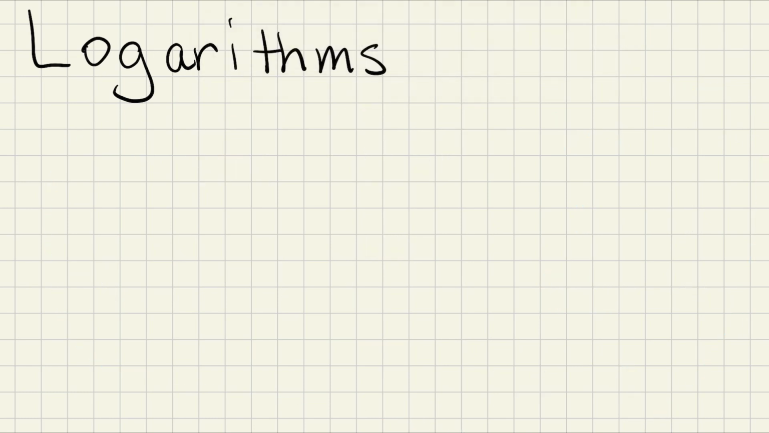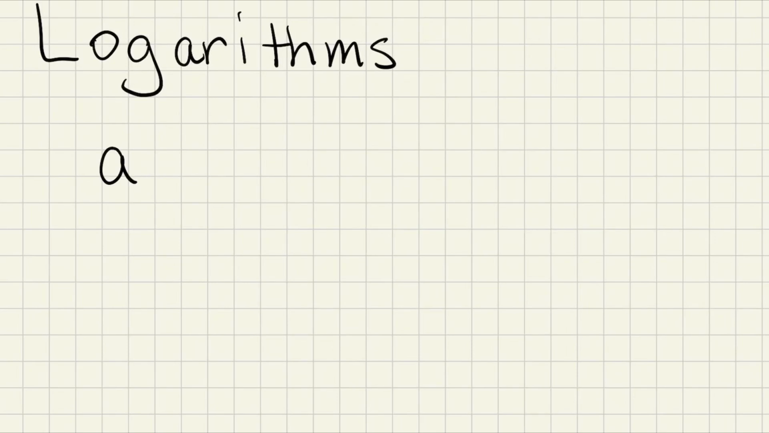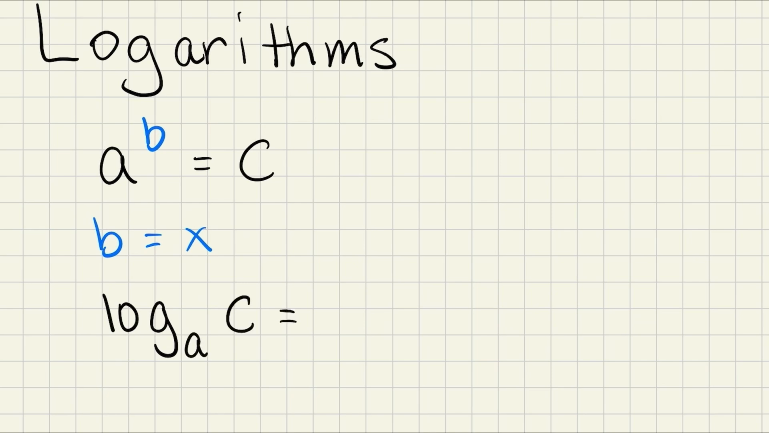Now let's go ahead and jump into logarithms. This time, we know that the base, a, and the result, c, are some number, but we're missing the exponent, b. This is exactly what logarithms are built to solve. To take the logarithm, we rewrite the equation like this. Log base a of c is equal to b.